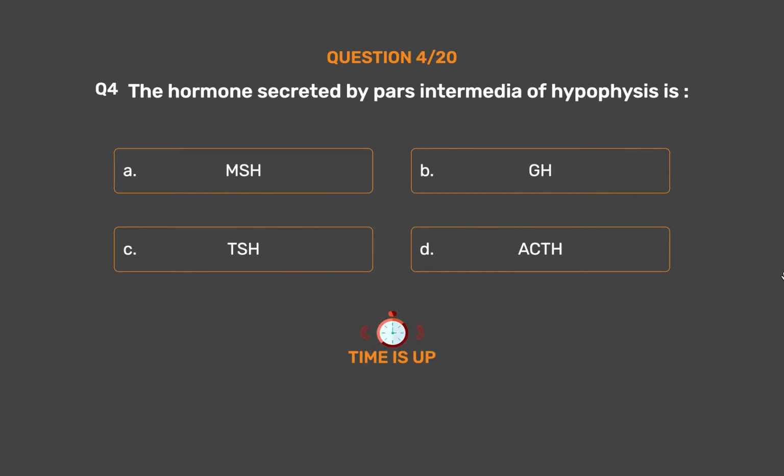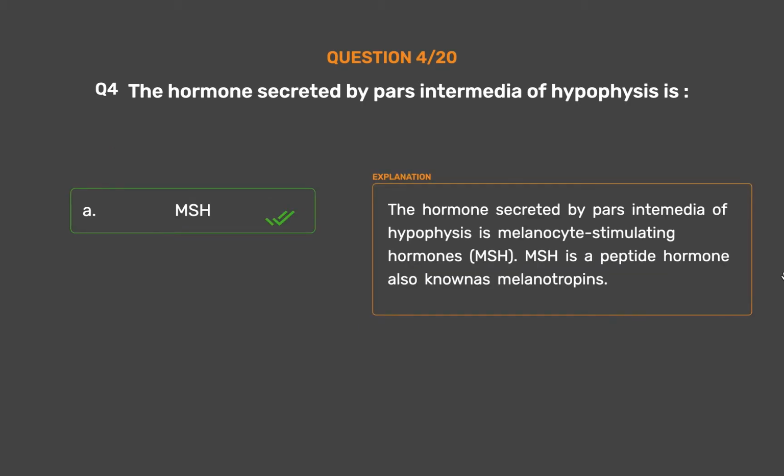The correct answer is option A. MSH. The hormone secreted by pars intermedia of hypophysis is melanocyte-stimulating hormone, MSH. MSH is a peptide hormone also known as melanotropins.